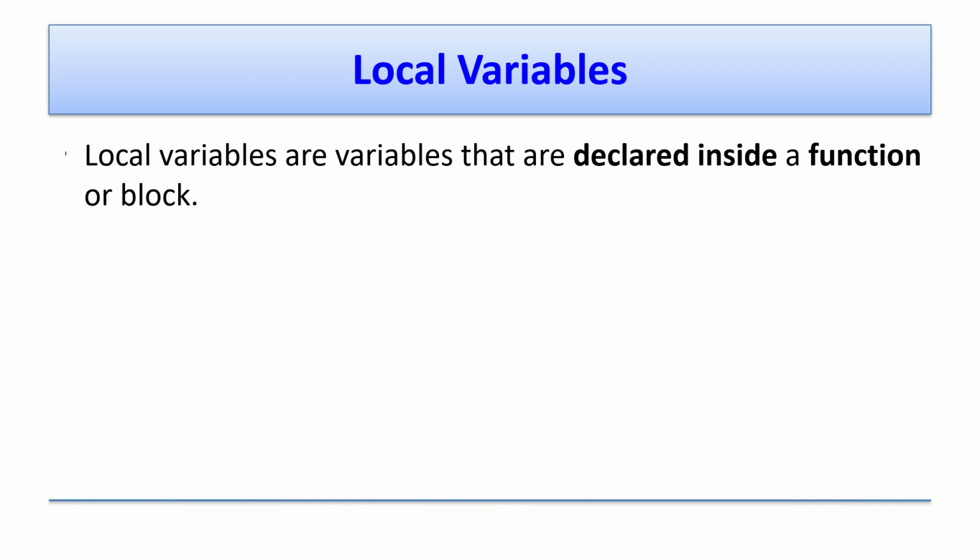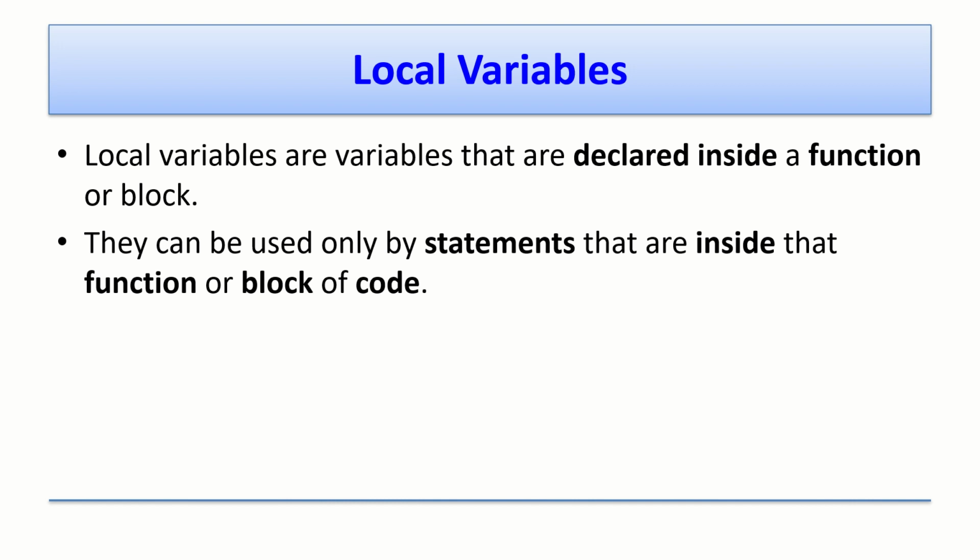Local variables are variables that are declared inside a function or a block. So as I said earlier, local variables are the variables which are declared inside the function or a block. Sometimes, say, an if else selection block. We can declare a variable inside the if block or else block. Likewise we can declare variables, and those are called local variables.